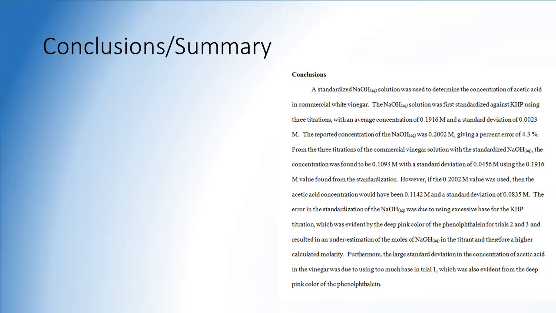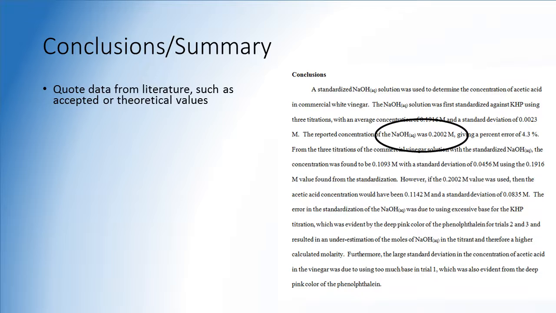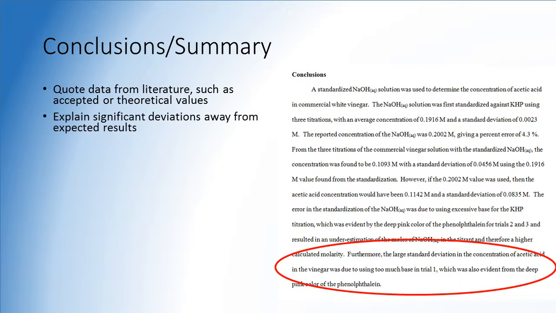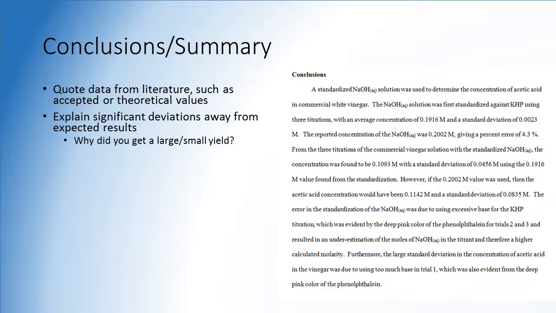The second part of your conclusion section is the error analysis, which is where you will demonstrate your understanding of experimental error. The summary section should quote data from the literature, such as accepted or theoretical values, so that the audience or the reader knows what you should have gotten. You should explain significant deviations away from expected results, particularly those that are beyond 10% of the expected value. For example, if you have a large or small yield, what experimentally caused this?